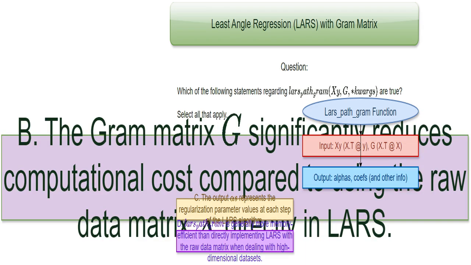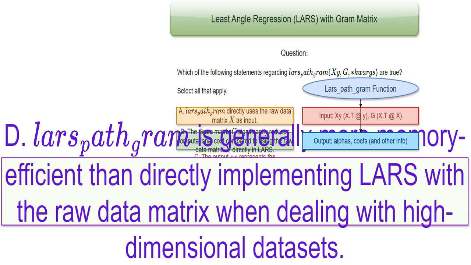This statement is entirely correct. The output, alphas, is exactly what it says. It's the sequence of regularization parameter values, the L1 penalty, used in each step of the LARS algorithm. Absolutely right. By not requiring the repeated use of the large data matrix X in calculations, lars_path_gram is definitely a friend to your computer's memory, especially when dealing with gigantic datasets.